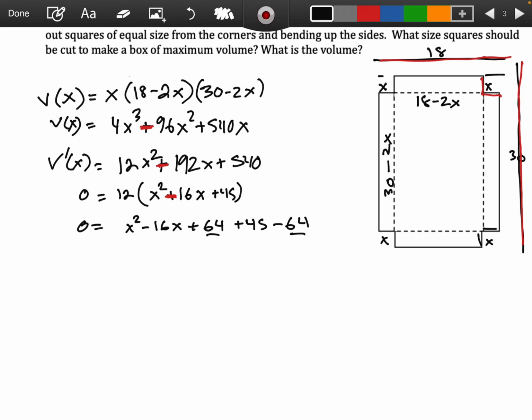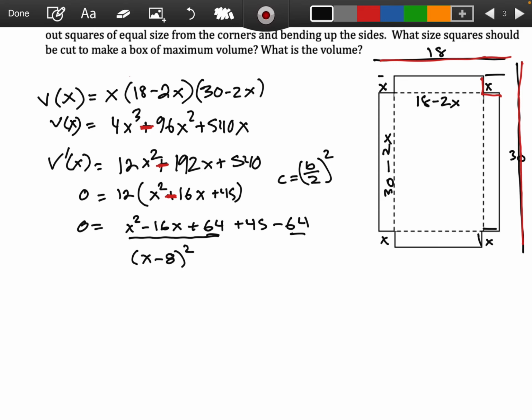And how do I get that 64? You're normally thinking of a c that is going to be b divided by 2, and you're gonna square that. All right, in case you guys forgot that. That's how I get that value 64. Okay. And now I see that this is a perfect square quadratic. So I could actually factor that out as x minus 8 squared.